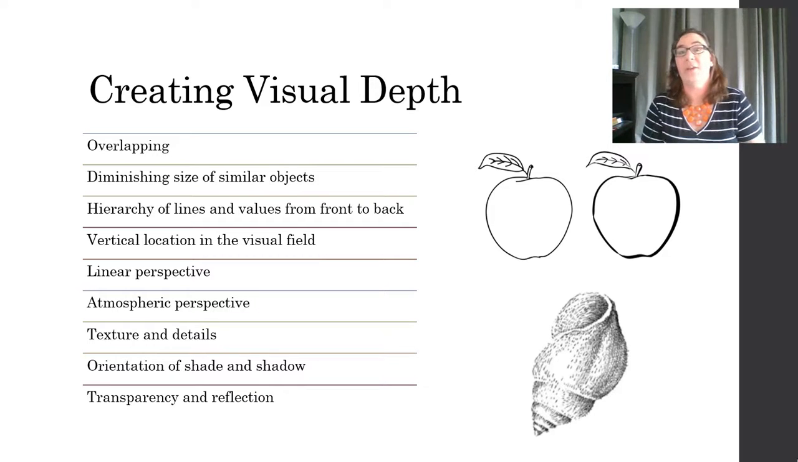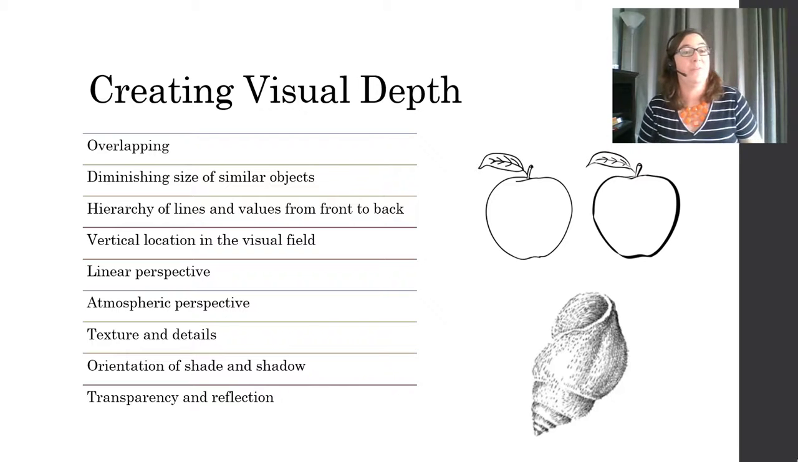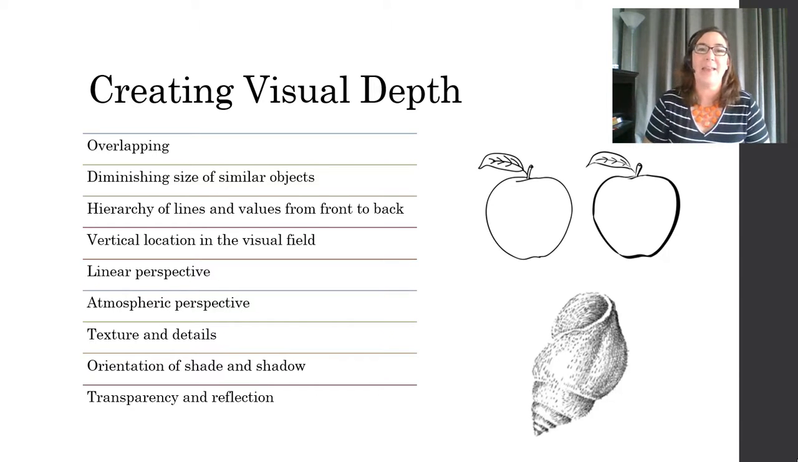Orientation of shade and shadow is a big way to create that illusion of three-dimensionality and visual depth, and we're going to study that in detail this semester. Transparency and reflection go together with the ideas of shade and shadow to, again, create the whole perspective.